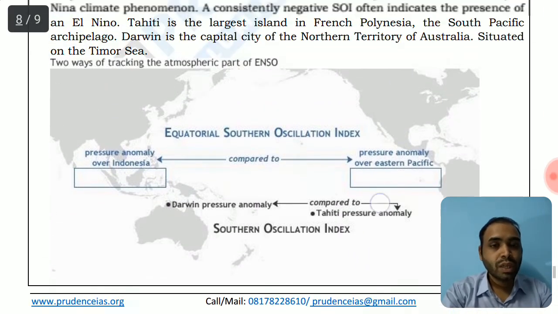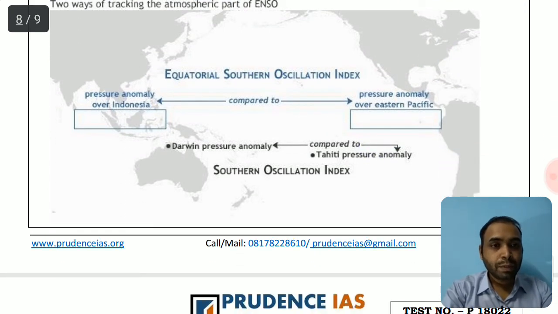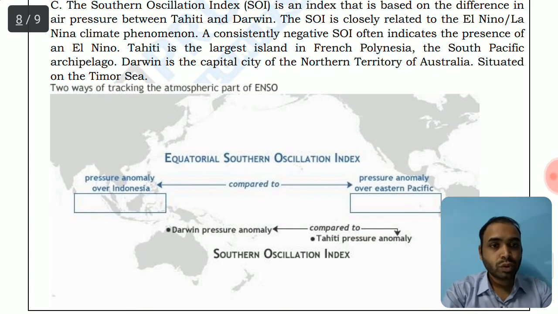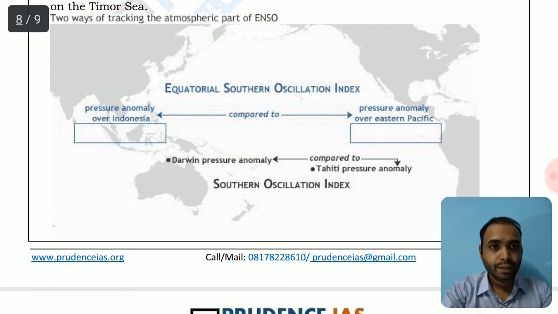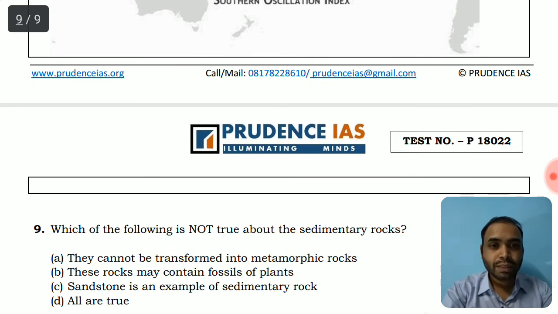So this was about the geography of this Southern Pacific and the phenomena associated with it, that is Southern Oscillation, the Equatorial Southern Oscillation Index, and it is also a very famous topic of UPSC.